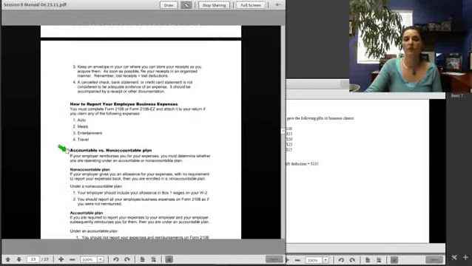Also, you should pay attention to whether you are operating under an accountable or non-accountable plan. If your employer reimburses you for your expenses, you must determine whether you are operating under an accountable or a non-accountable plan. Under a non-accountable plan, your employer will give you an allowance for your expenses with no requirement to report your expenses back. If this is the case, then you are under a non-accountable plan.